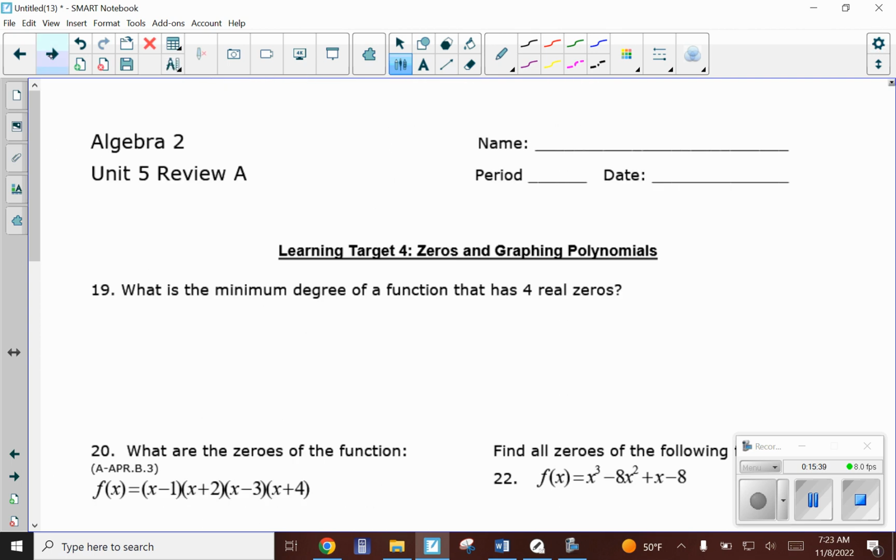Okay, number 19 says, what is the minimum degree of a function that has 4 real zeros? So there is a connection between the number of answers, this means 4 answers, and the exponent. So the minimum degree would have to be 4. So our problem would say x to the 4th, blah, blah, blah, blah, blah. But the answer is just 4.